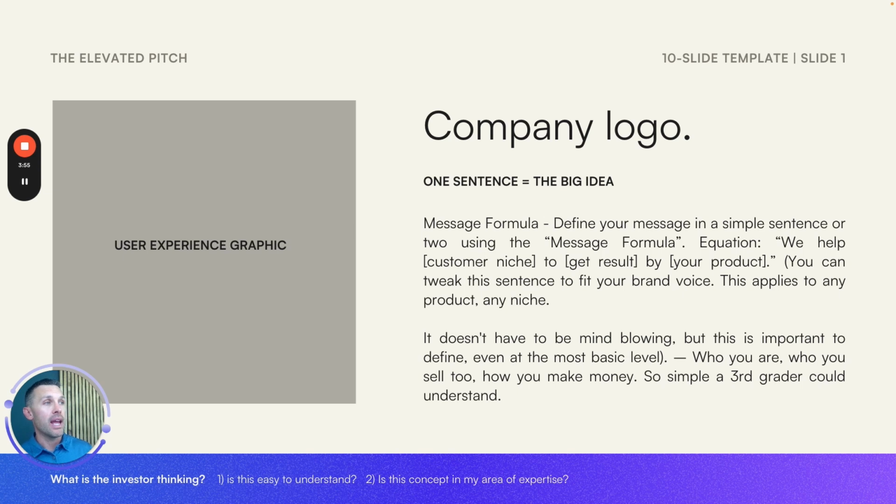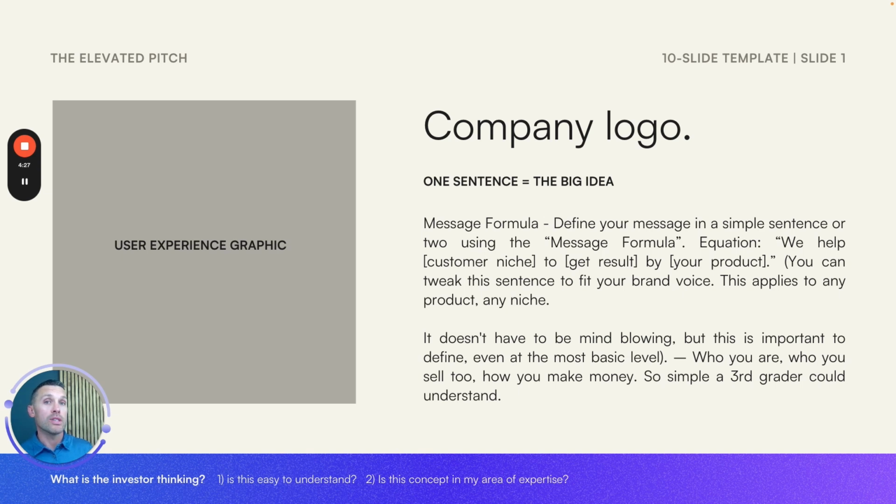Okay, and we're trying to make this as simple as possible through this message formula. So I want you to define what it is that you do in one simple sentence. And the formula is, we help whatever customer, what type of customer specifically. I'm helping entrepreneurs. You might be helping software engineers code faster, whatever it might be. Specifically talk about that customer niche and be as narrowly focused as possible. Okay.